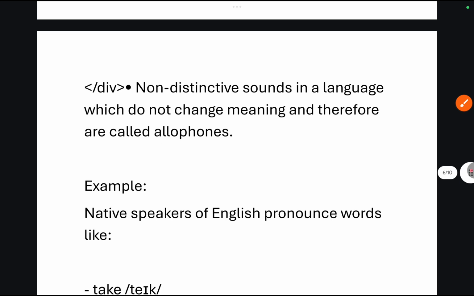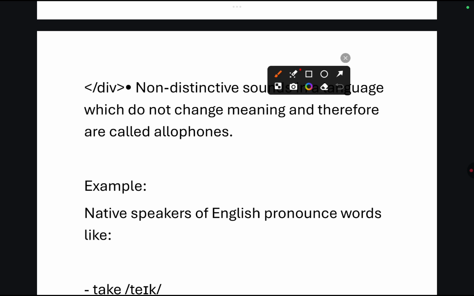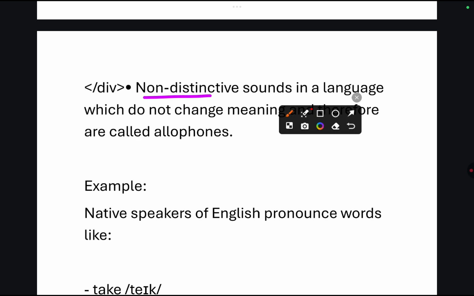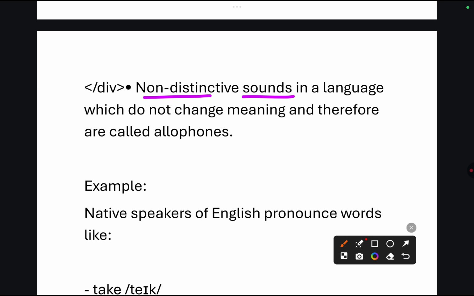Allophones are non-distinctive sounds in the English language which do not change the meaning. What is non-distinctive? It means you cannot differentiate the sounds. If you change one allophone with another, the meaning will not change. Maybe the sound can change but the meaning will not change. These are non-distinctive sounds in English which do not change the meaning, and therefore are called allophones.